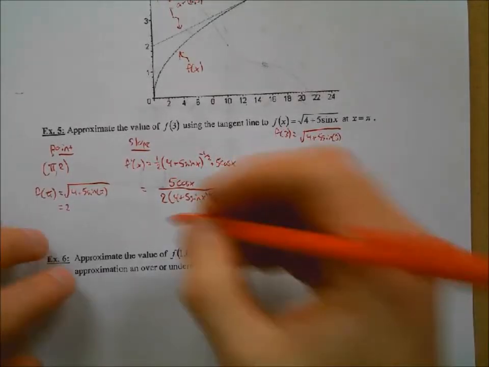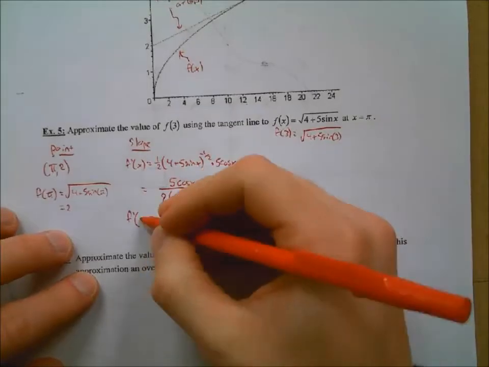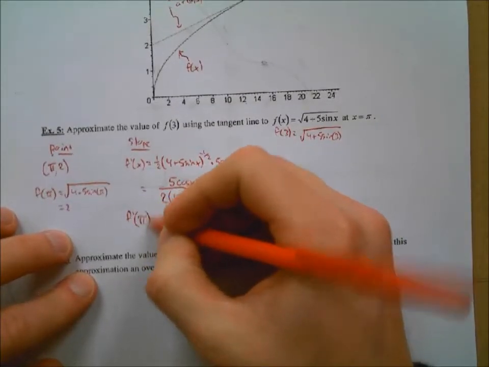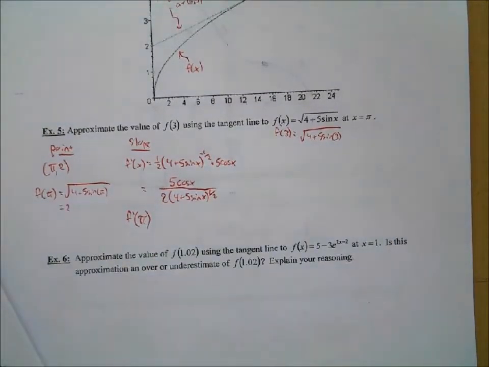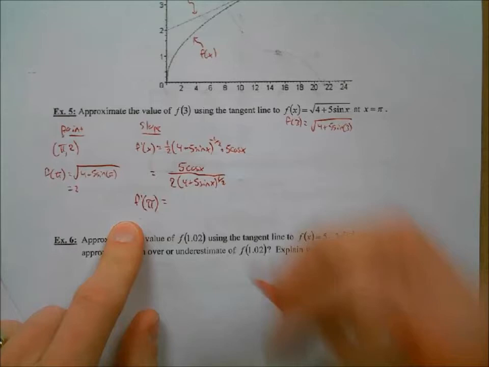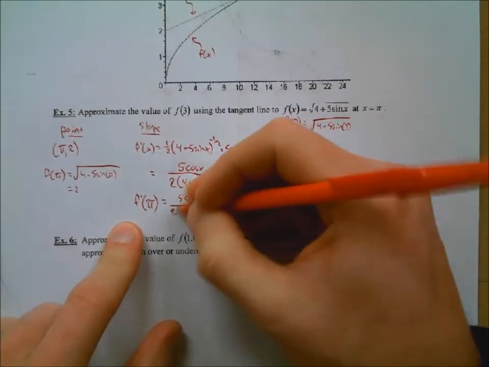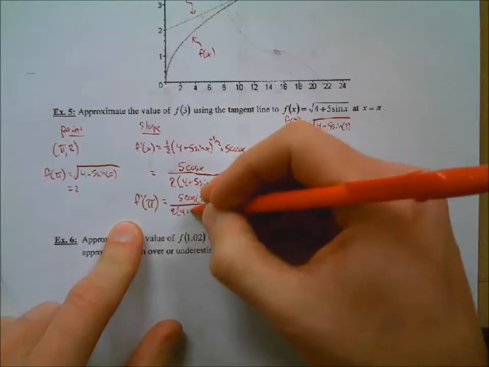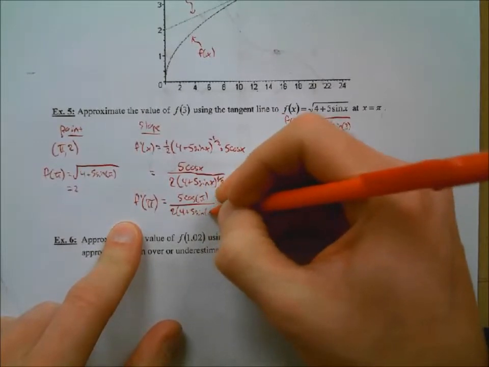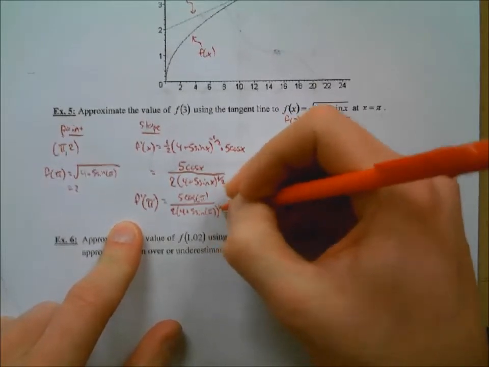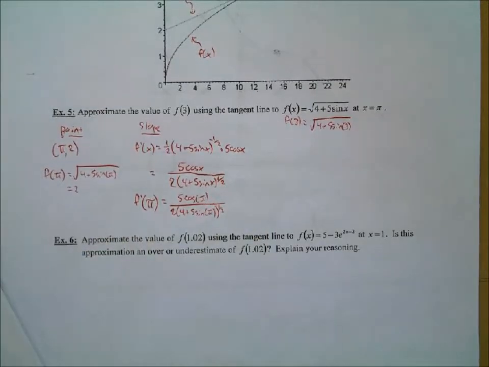Okay, and then we'll do f prime of pi. We're going to plug that pi in, because again, that's where our point of tangency is going to be. So we'll just plug pi in here. So it'll be 5 cosine of pi over 2 times 4 plus 5 sine of pi to the 1/2. And we'll evaluate that.